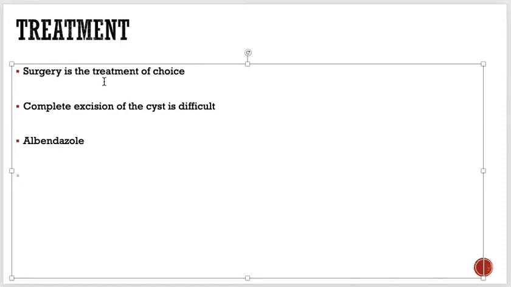Nowadays, a new type of thing is available which is called PAIR. So what is PAIR? PAIR is basically percutaneous puncture, aspiration, injection, and re-aspiration.